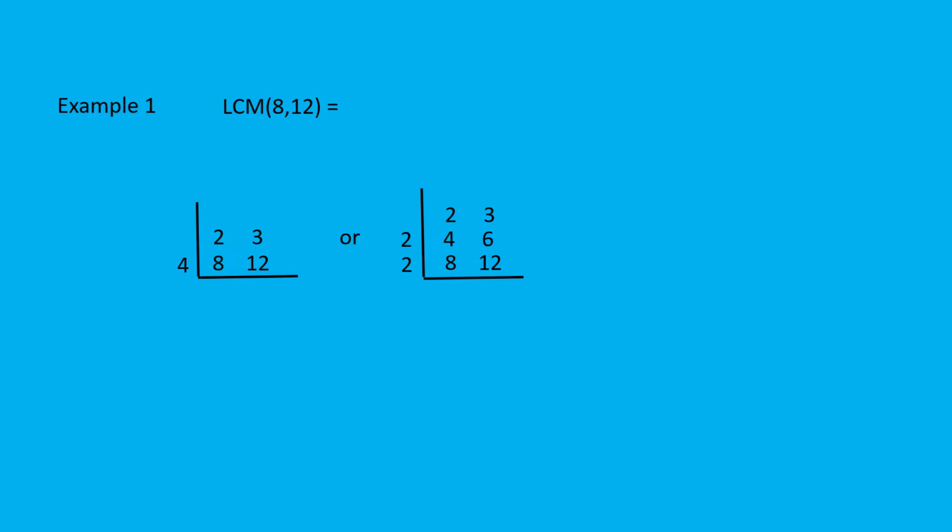Now, to find the LCM, we multiply opposite corners. So we can take 2 times 12, which is 24, or we can take 3 times 8, which is 24 also. So it doesn't matter which diagonal you use, they'll give you the same answer. Let's look at example 2 here.